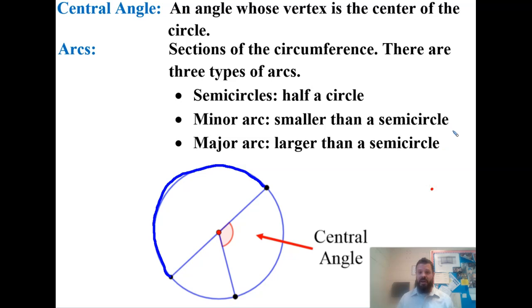Okay, we have minor arcs, which are arcs that are smaller than a semicircle. So for example, on the right side here in red, we have a minor arc that is less than half the circle. Okay, then last one are major arcs. Those are larger than a semicircle. So if I start here and start just going around to the halfway point, we'll say, and then keep going, that'd be an example of a major arc.